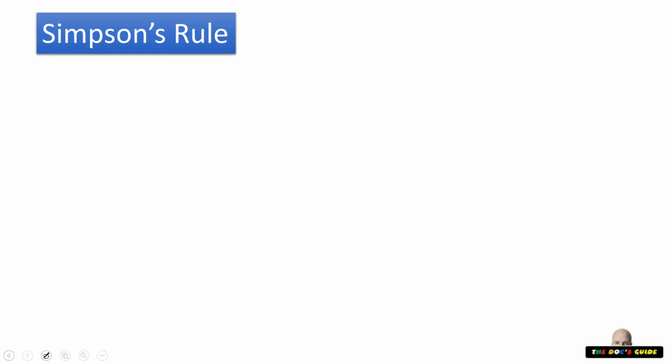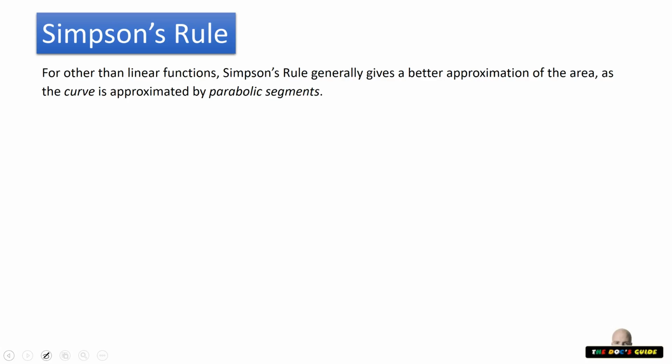Hello mathematicians, we're going to have a look at our other potential rule for numerical methods of integration, and that's Simpson's Rule. Now Simpson's Rule differs from the trapezoidal rule in that the curve is approximated by parabolic segments. So for anything other than straight line functions, linear functions, Simpson's Rule generally gives a better approximation of the area. And in fact, if the curve happens to be parabolic, it gives a very good approximation.